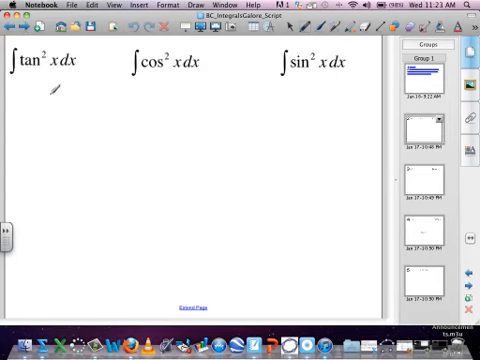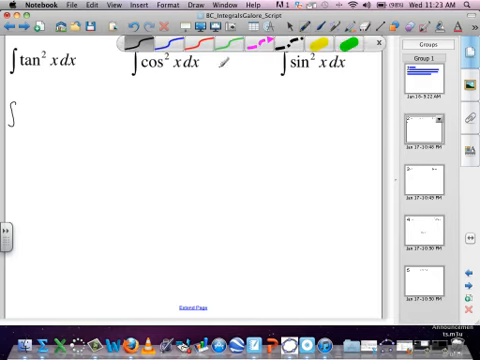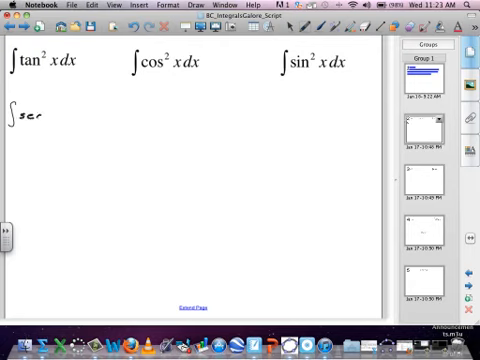So let's start with tangent squared. This one's probably come up in the past, and the trick here is we want to use one of our identities from pre-cal. The identity we want is tan squared plus 1 equals secant squared, so that means that tan squared is secant squared x minus 1. And the reason we want to do that is because those are functions that are on my list, whereas tan squared is not on my list. Okay, so there we go. And then that one easily comes down to being tangent x minus x plus c.